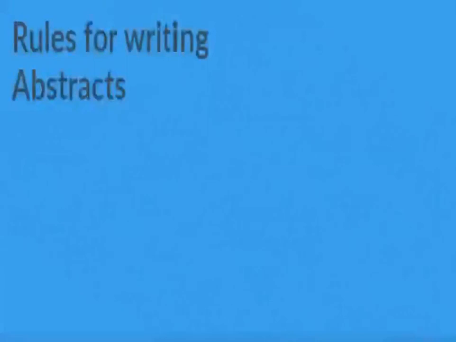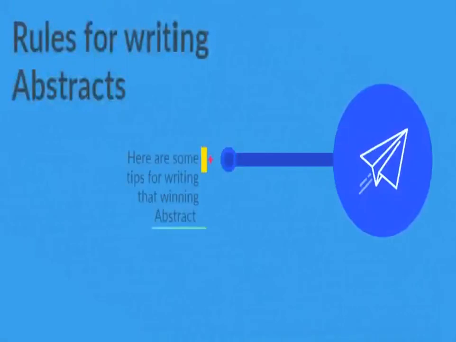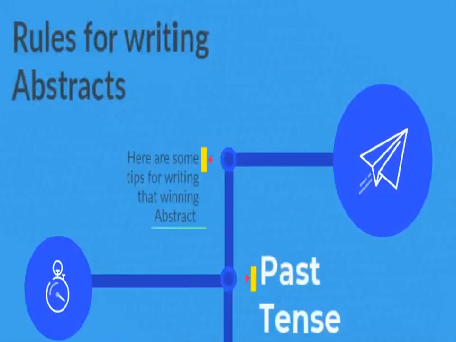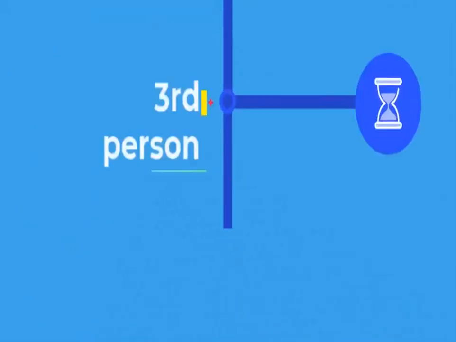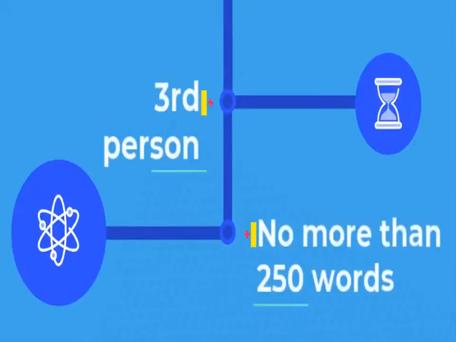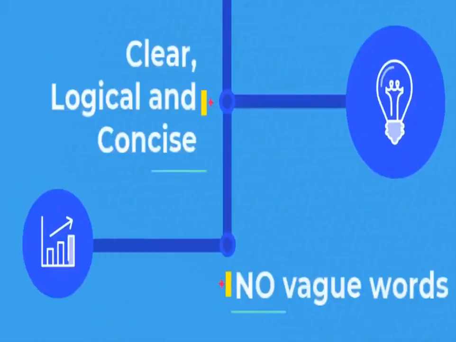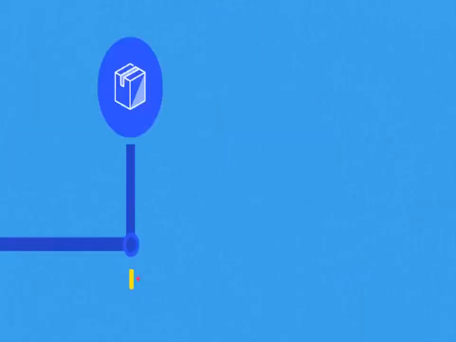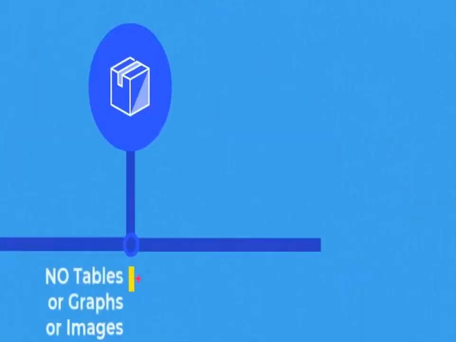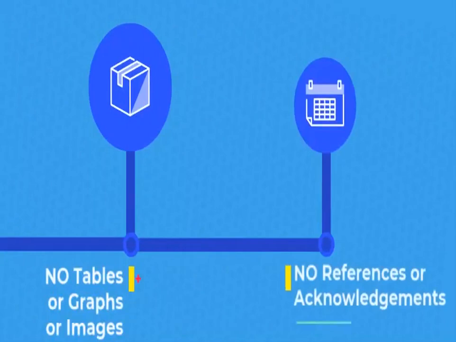Here are some tips for writing that winning abstract. Your abstract must be written in the past tense. Must be written in the third person. Your abstract must be no more than 250 words long. Your abstract must be clearly written, follow a logical sequence, and be concise. Remember, no vague words, no tables or graphs or images, no references or acknowledgements.